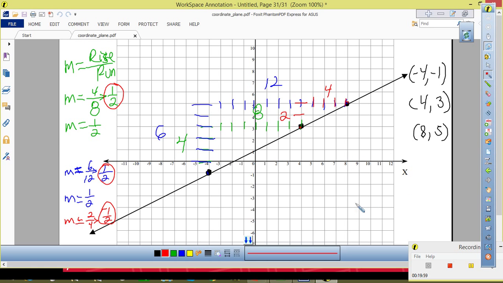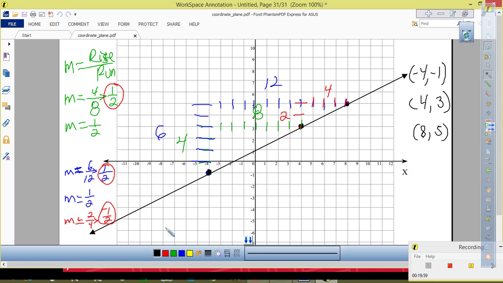So I heard some of your conversations, and I heard that because of constant rate of change, it would always be the same. Is that correct? Now, what did it reduce to? 1 over 2. What does that mean? 1 step up, or 1 of rise, 2 to the right. So what does that mean for all of these?